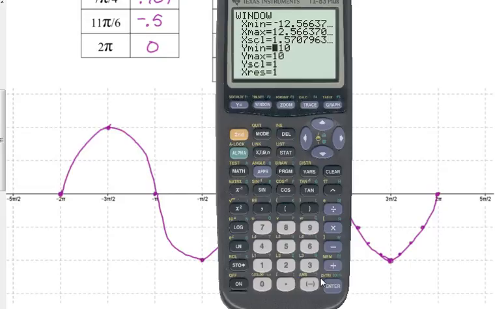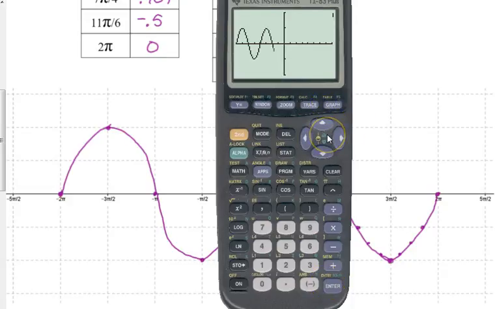Now, based on this part of the graph, what's my greatest y value? What's the greatest y value? 1, and what's the least? Negative 1. So I don't need to go from negative 10 to positive 10. I am going to go negative 2 to positive 2 just to make sure that I can see things fairly clearly. And then I'm going to press graph.